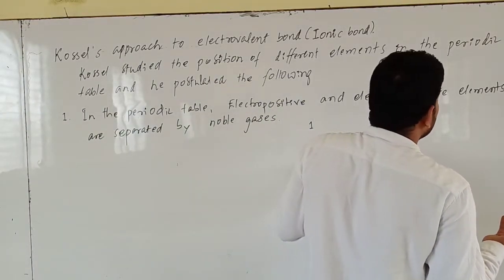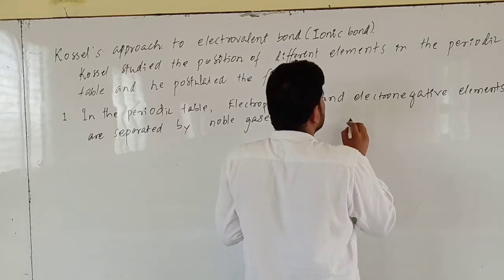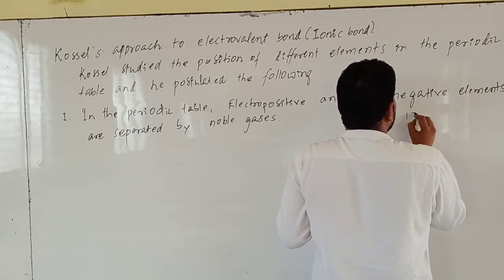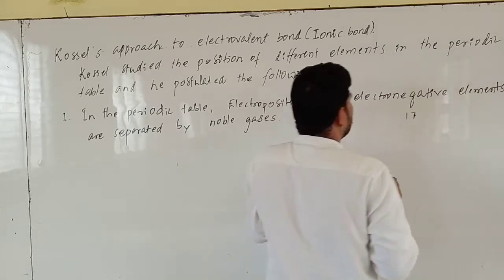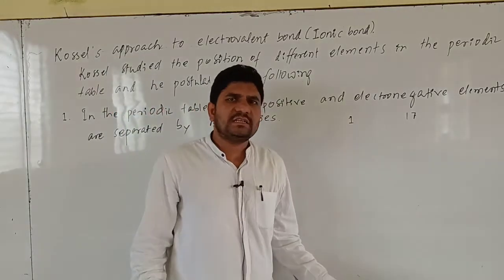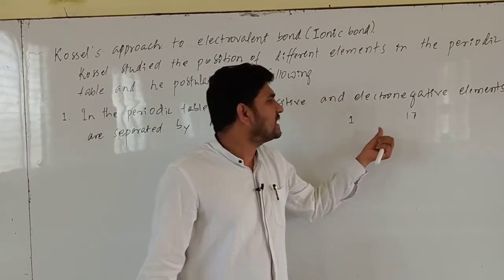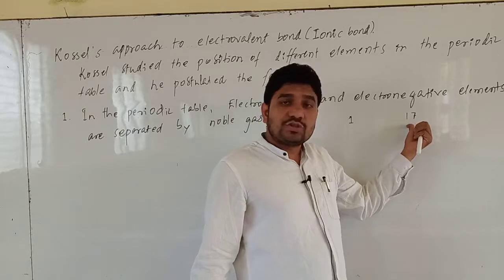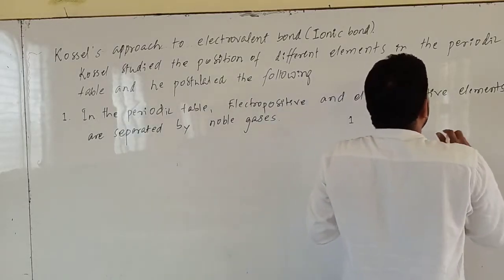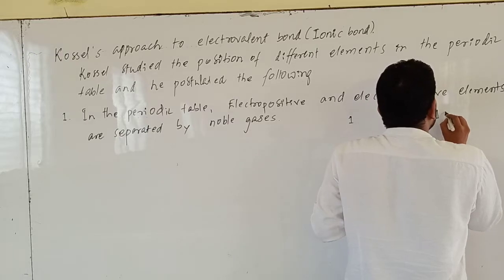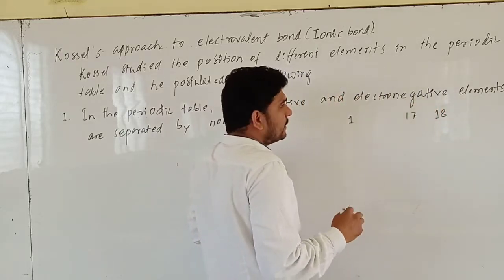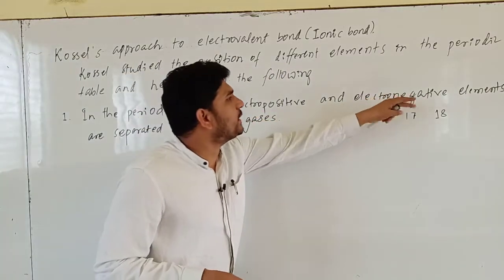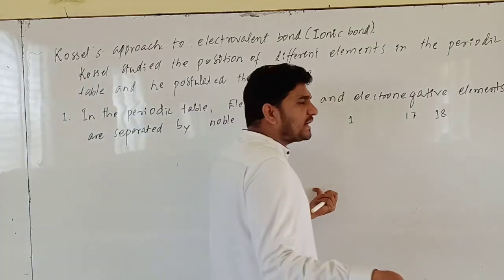And which are the highly electronegative elements? If you start from 1, 2, 3, 4, 5 and so on, group 17, the halogens, are the highly electronegative elements in the periodic table. That we know already. Highly electropositive are alkali metals and highly electronegative are halogens. These two are separated by noble gases, which are group 18. Yes, exactly, he is right.